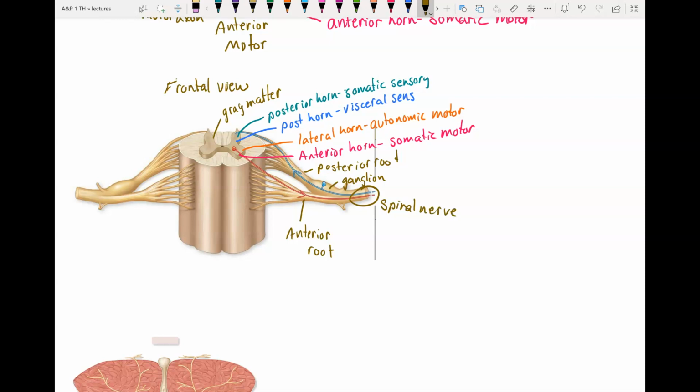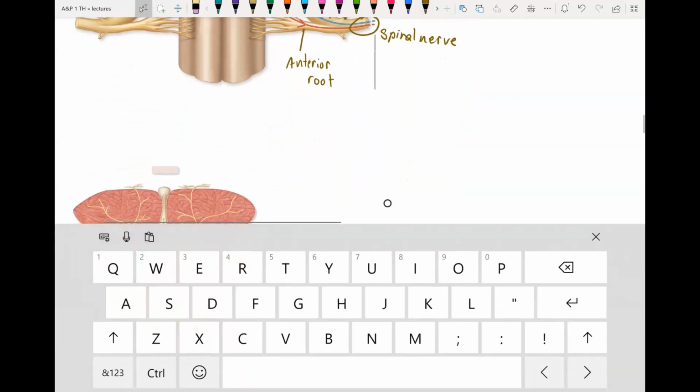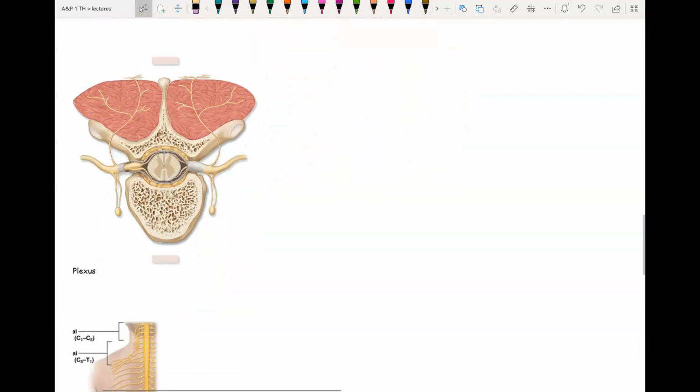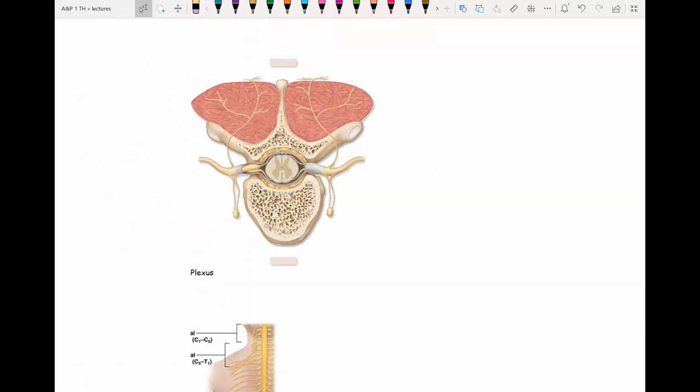In the next picture now, we zoom out a little bit. We're looking at this same picture but with a little more context. So now we have the bone. So here is your vertebra.